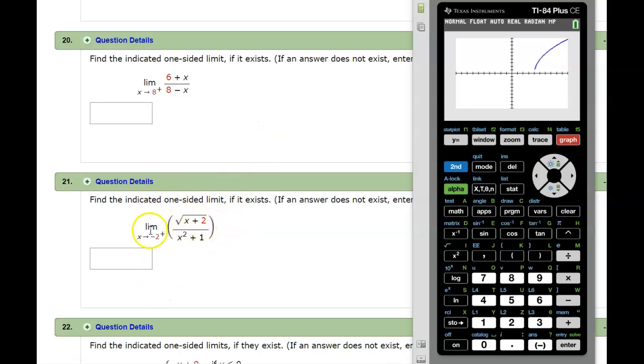On this next one, you might want to put it in your calculator if you're not quite sure what to do here. But I can see that -2 from above is going to make me slightly bigger than the -2. So that means the numerator is going to be 0. The denominator doesn't have a problem. So if you can notice what the answer is right away, you won't need to put it in your calculator.